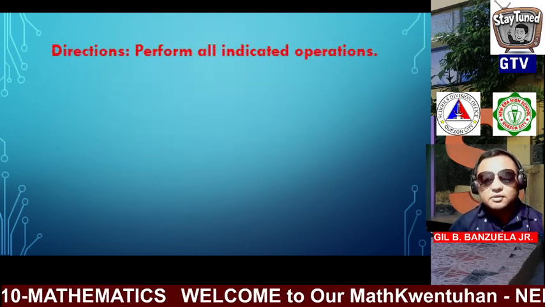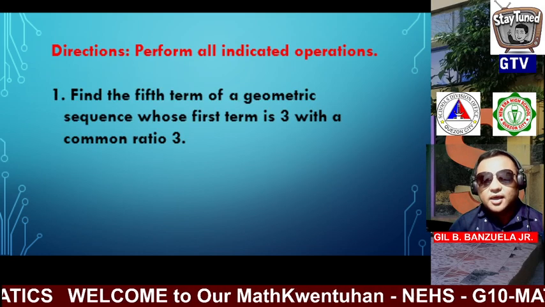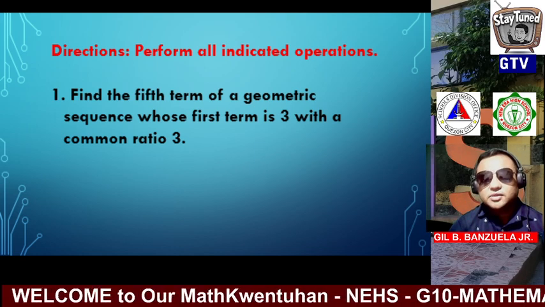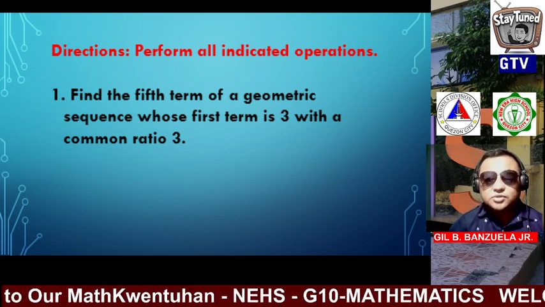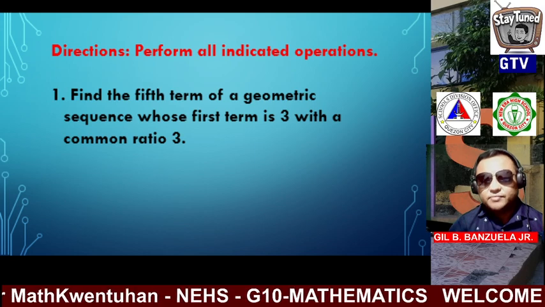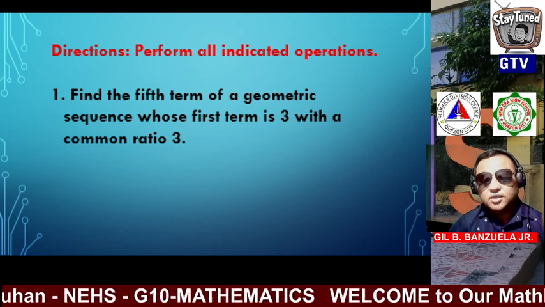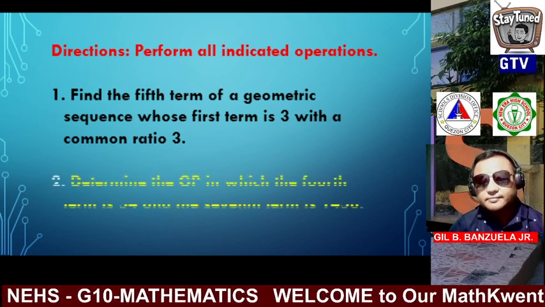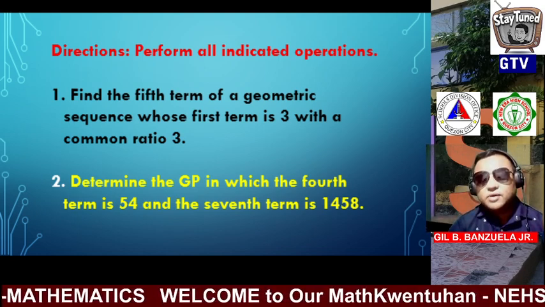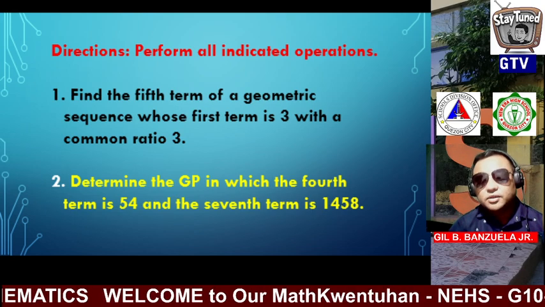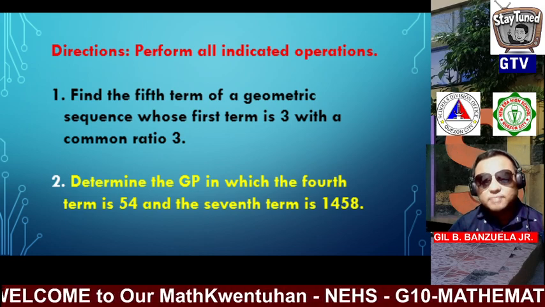So directions: perform all indicated operations. For number 1, find the fifth term of a geometric sequence whose first term is 3 with a common ratio 3. Again, find the fifth term of a geometric sequence whose first term is 3 with a common ratio 3. And for number 2, final number, determine the geometric progression in which the fourth term is 54 and the seventh term is 1458.